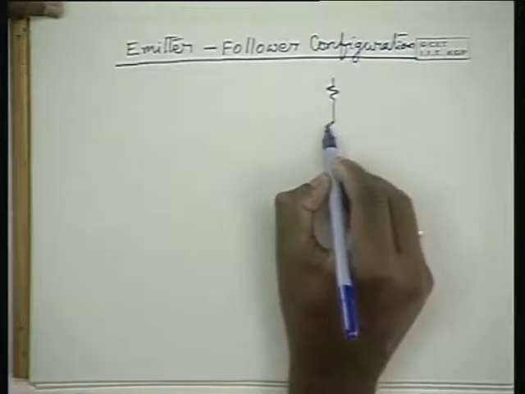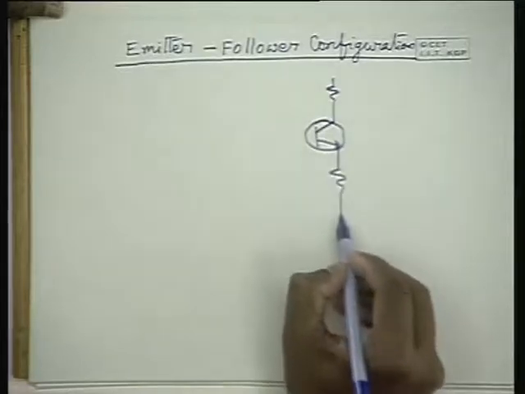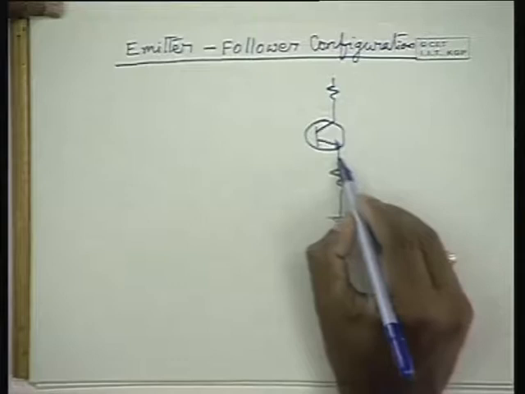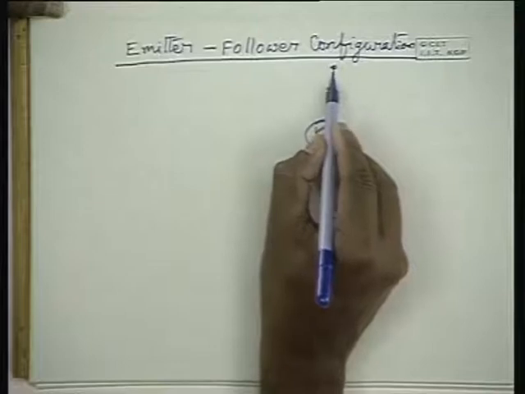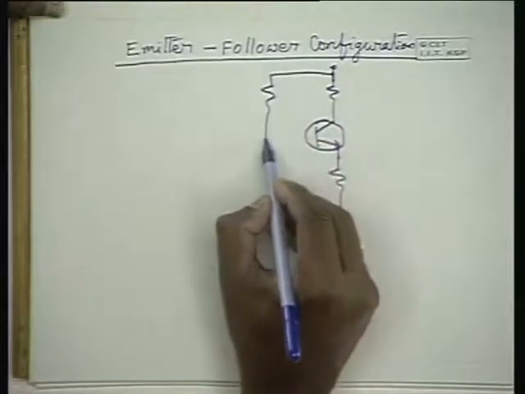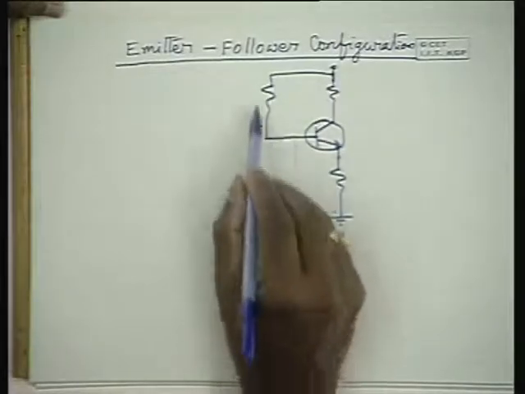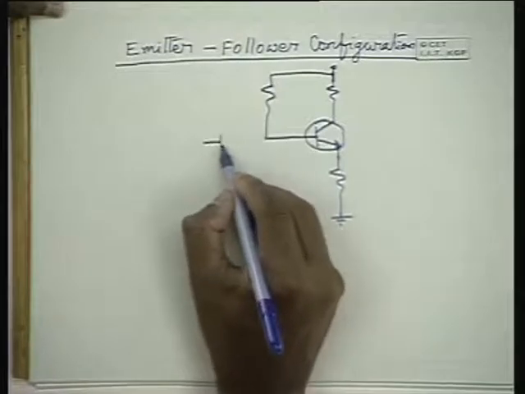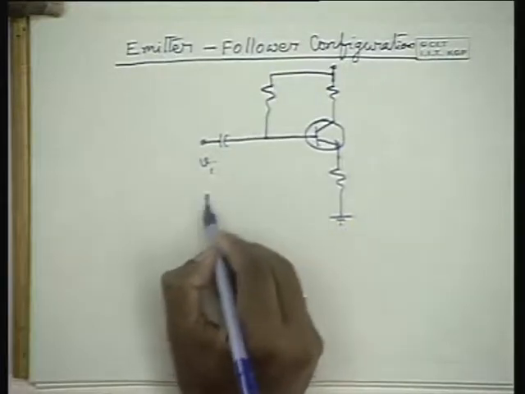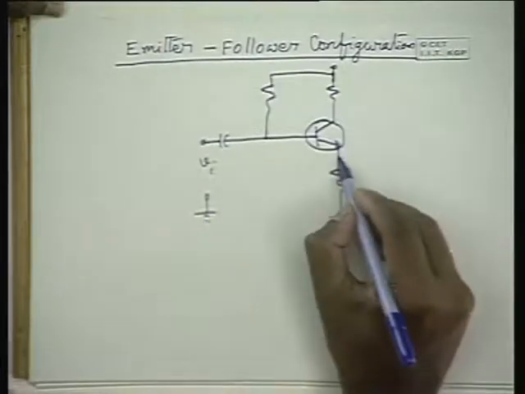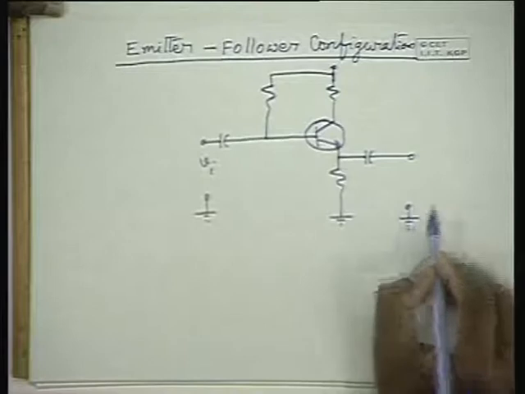You can use either a fixed bias with an emitter resistance or a self bias circuit, and there can be two resistances here, a voltage divider, or a single resistance, it does not matter. The input is as usual applied to the base, between the base and the ground, and the output is taken from the emitter terminal. So this is the place for the output.